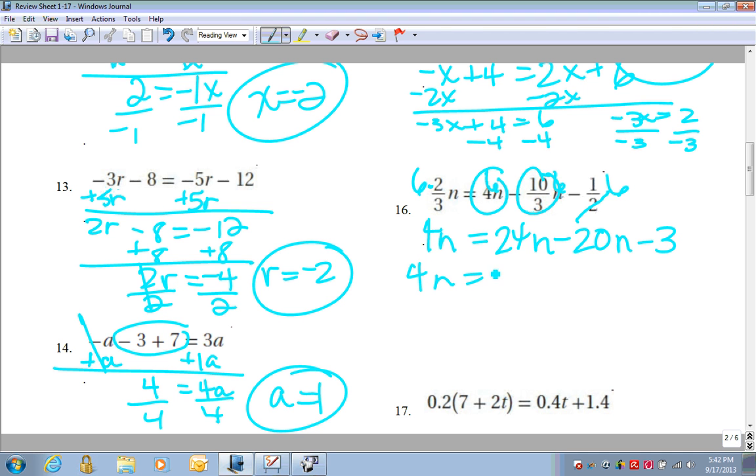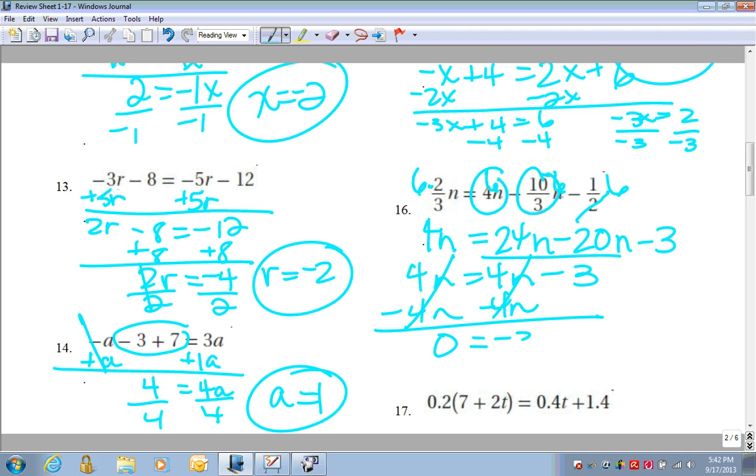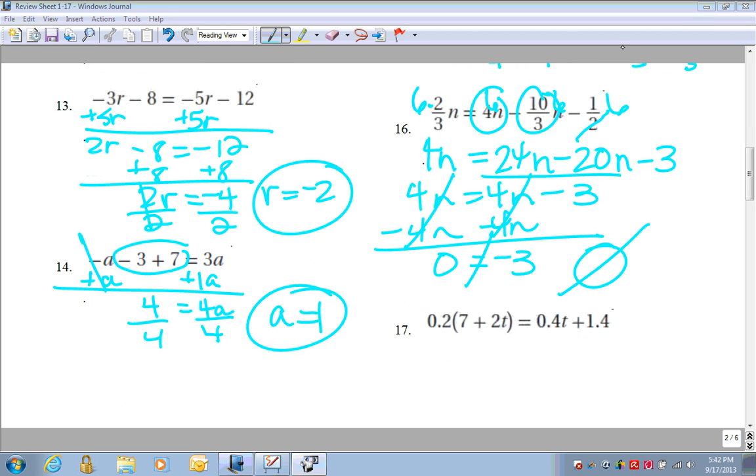Now I have 4n. Put those together, 4n minus 3. If I try to move the letter to the left, it moves to the left all right. In fact, there's nothing there. I'm going to fill it in with a 0 equals negative 3. Now, the last time I checked, 0 was not equal to negative 3, so this problem has no solution.